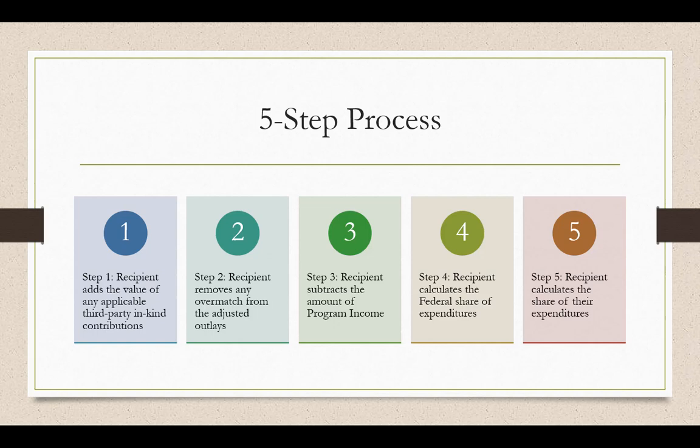Step 3. The recipient takes the adjusted outlays from Step 2 and subtracts the total program income earned during the award period of performance. Important in this step is that the program income is subtracted only when there is a federal component. Any program income earned using the cost share method is not subtracted in this step.